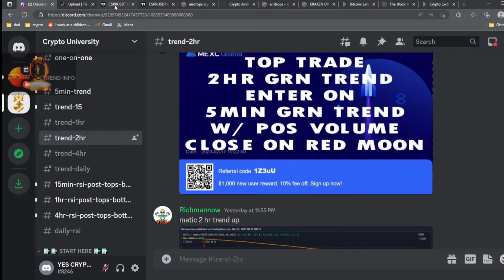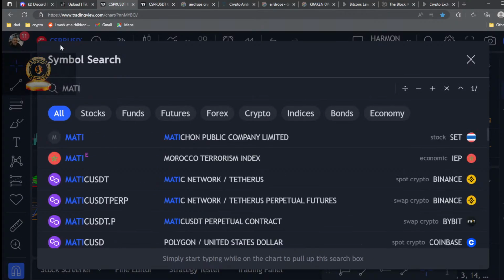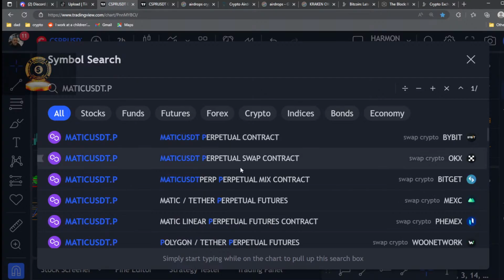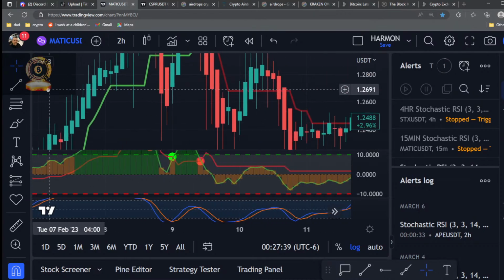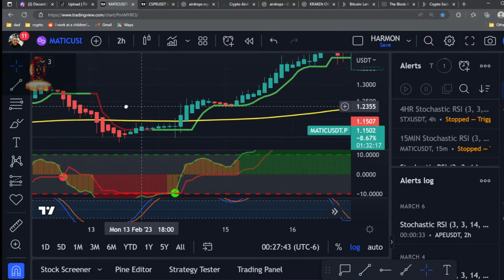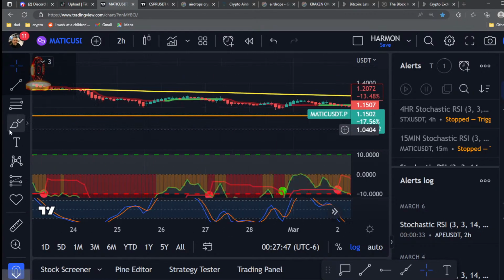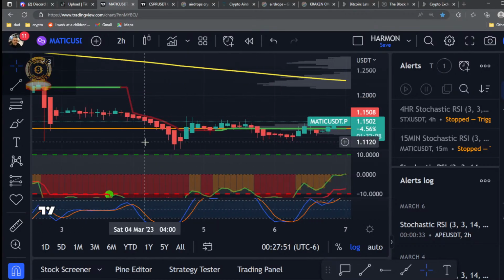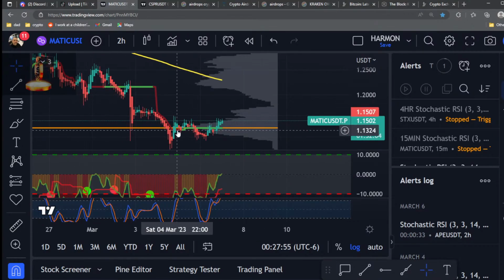And let's take a look here why you're talking about Matic, USDT dot P. Let's see if it has a dot P. It does have futures. Let's go there and let's see where we're at right now. Oh, we have a green trend, guys. 2-hour green trend right here.